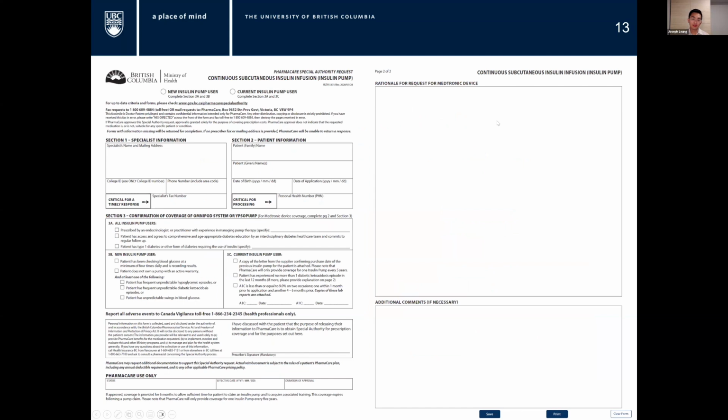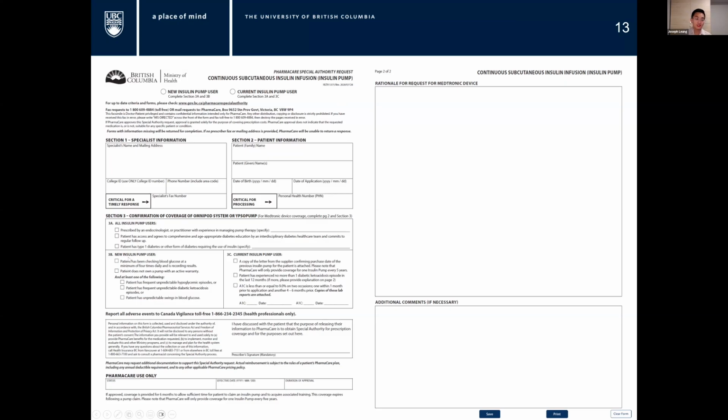This is the special authority form to fill out in order to apply for an insulin pump. It does not need to be from an endocrinologist. A generalist, an internist, or a pediatrician can also apply. Of course, now many people in the province are using the e-forms, the electronic version of this form. That's a bit easier, but as you can see, there are some things that you check off.